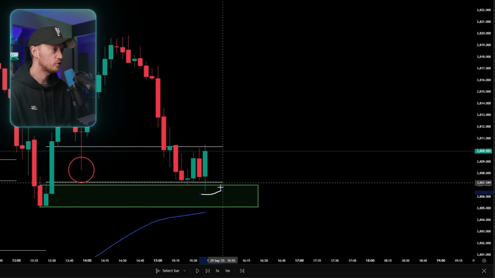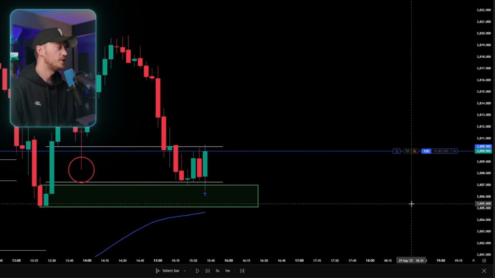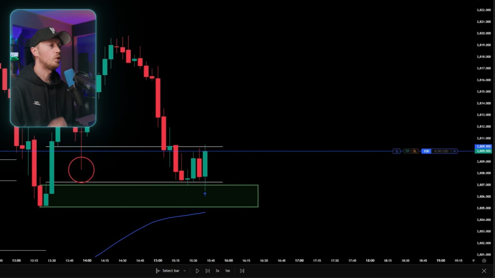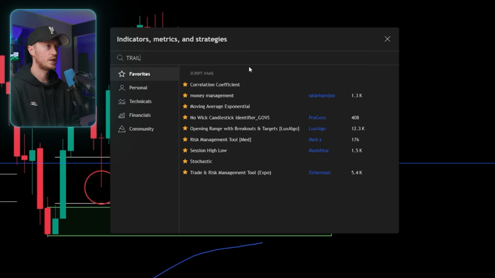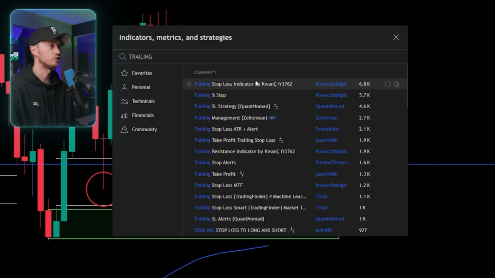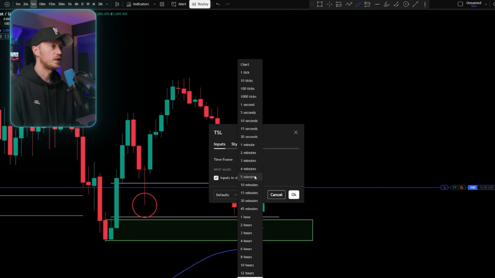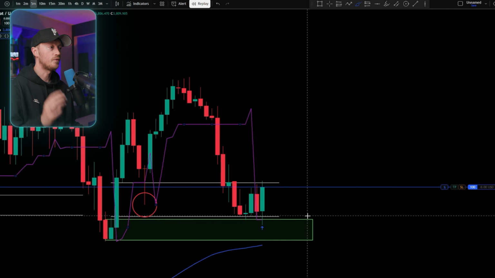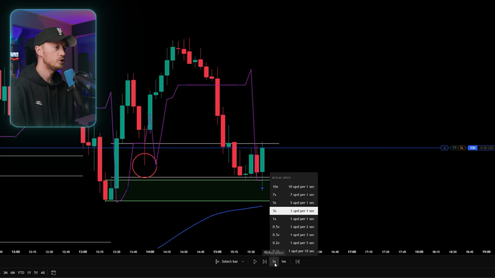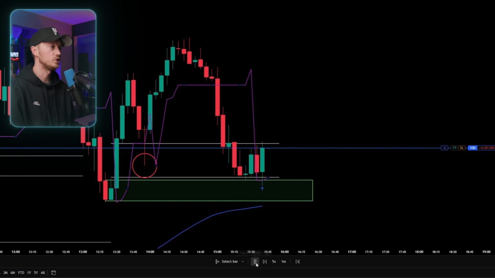You can see we wicked off of this level right here. So this is where we're going to set our buy order. I want you to come to indicators this time. We're going to use a trailing stop indicator right here. Just click on the top one there. Click on settings. For time frame, I'm setting it to 5 minutes because I'm trading on the 5-minute time frame. And we're going to trail our stop on this position.